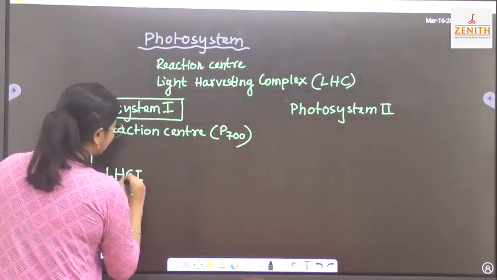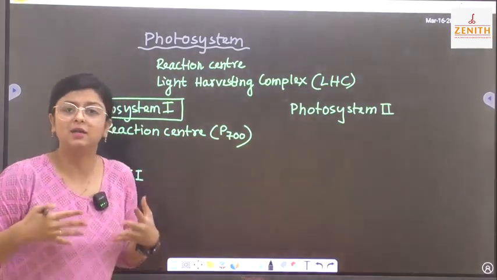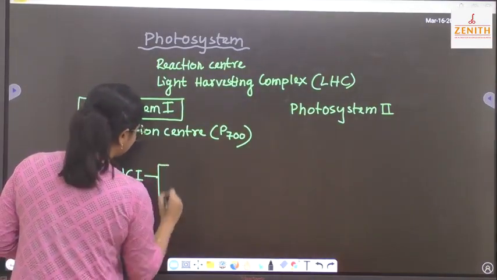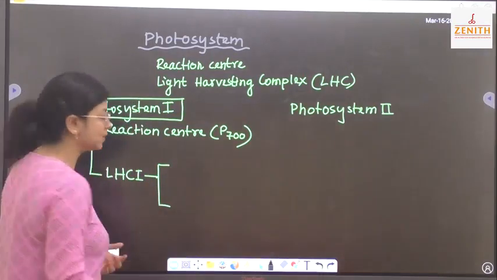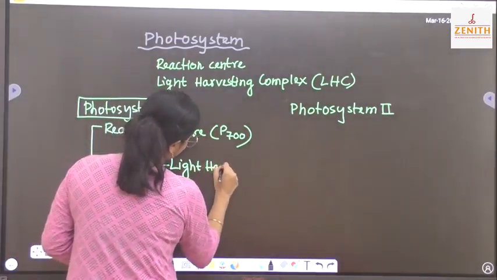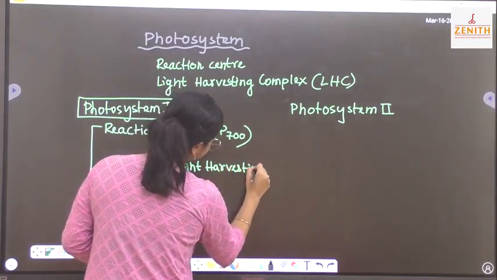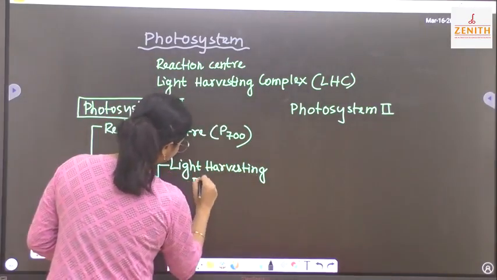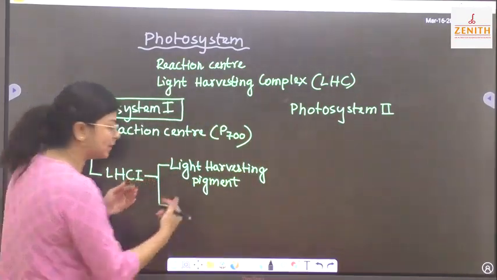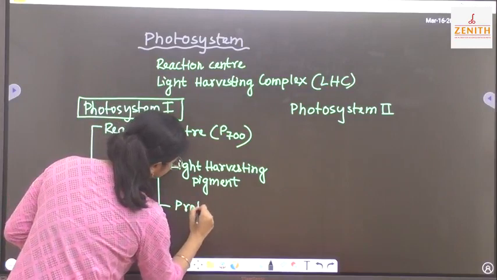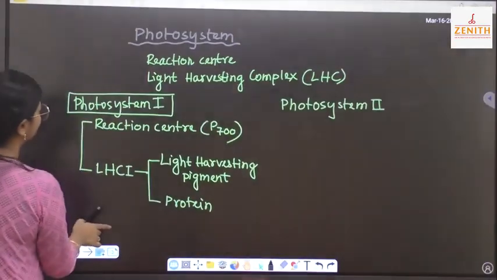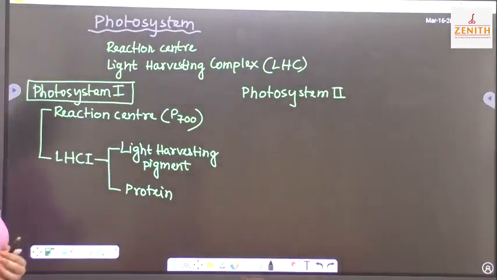What is the light harvesting complex? What is it made up of? The light harvesting complex is basically made up of two things. One is the light harvesting pigment, which is associated with some protein molecules. So this is photosystem 1.